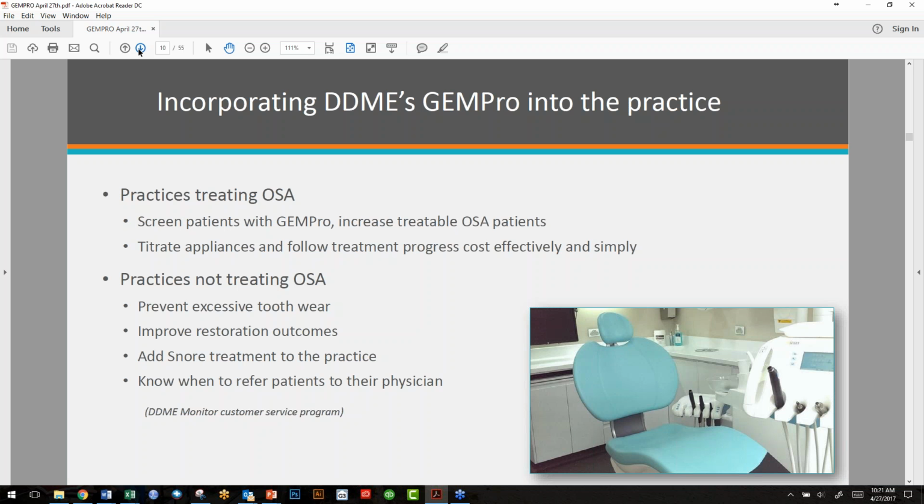I talked about that. Add snore treatment to your practice. So the tricky part with treating snoring is distinguishing the apneic from the snore. And the GEMPro does that. And know when to refer to your physician. So historically, you would maybe do a questionnaire, or maybe if you're tired and your spouse says you snore, then you say, "Oh, listen, you need a sleep study." Most people kind of know that already.